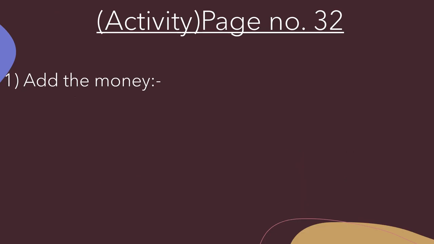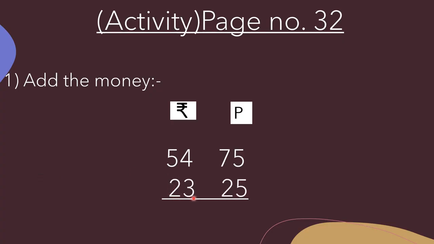Now beta, in the next question we are given rupees and paise again, and we have to add 54 rupees 75 paise and 23 rupees 25 paise. So let's start from our right hand side. Here it is given 5 plus 5. So keep 5 in your mind and 5 on your fingers. Now we have to speak forward counting. 6, 7, 8, 9, 10. So here beta, 10 is a 2-digit answer. That's why we will write 0 here and 1 will be carryover.